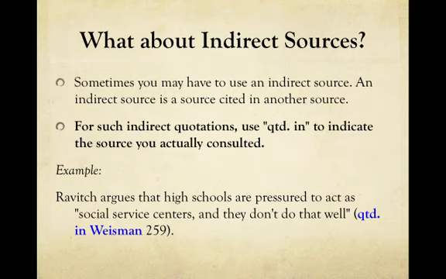So for the example here, you have Ravitch argues that high schools are pressured to act as social service centers, and they don't do that well. So, quoted in Weissman, 259. So in the signal phrase, Ravitch is a person who is actually being quoted, but Ravitch didn't write the article, so you still have to say the author of the article's last name in the parentheses, but you add "quoted in" Weissman's article to let us know that Weissman did some research and Weissman cited Ravitch, who was a different author.